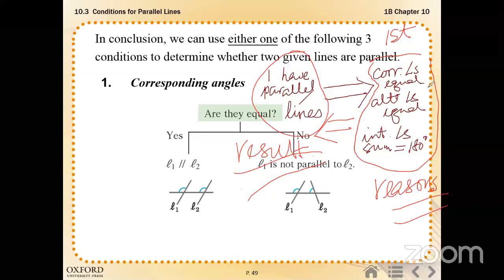parallel. And then in this case, we need to check the angles.